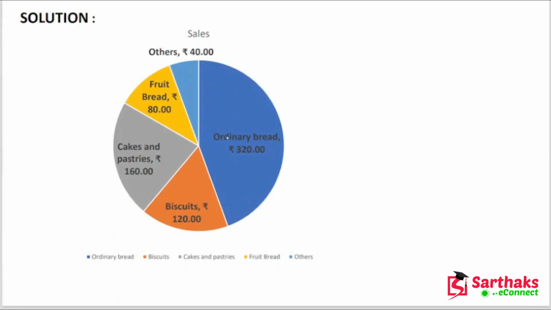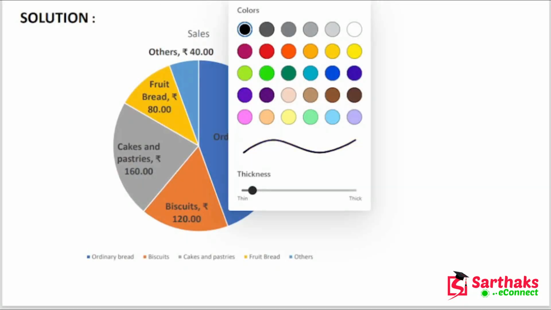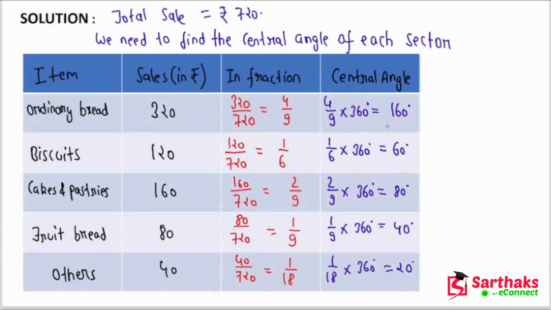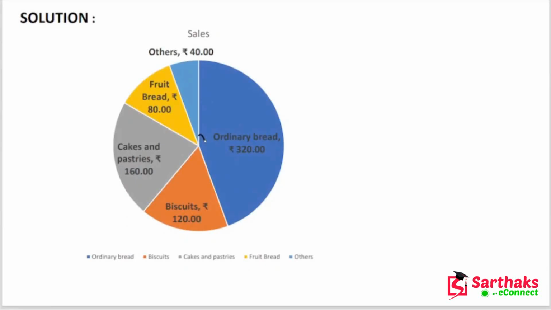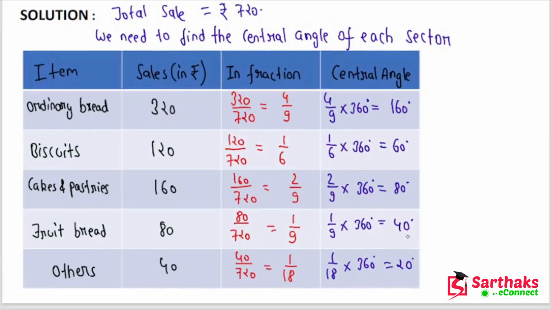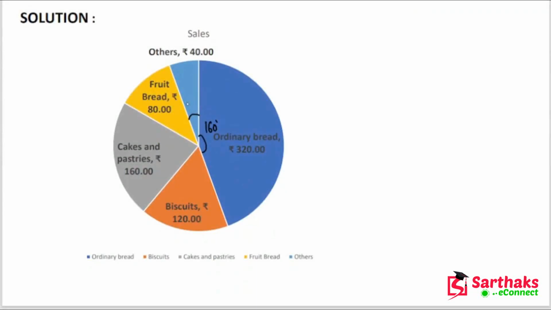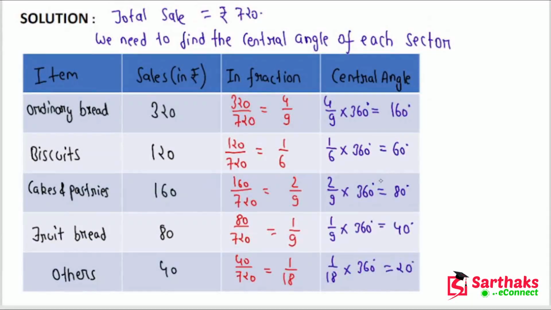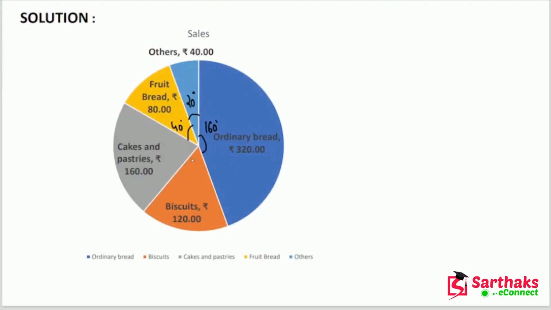You can clearly see that ordinary bread has been represented by 320 degree, and since we have calculated the angle to be 160 degree, you can clearly measure that this angle would be 160 degree. Similarly for others, we've calculated the angle to be 20 degree, and for fruit bread it was 40 degree. Similarly you can clearly see for biscuits it was 60 and for pastries it was 80. So for biscuits it would be 60 degree, and for pastries this central angle would be 80 degree.